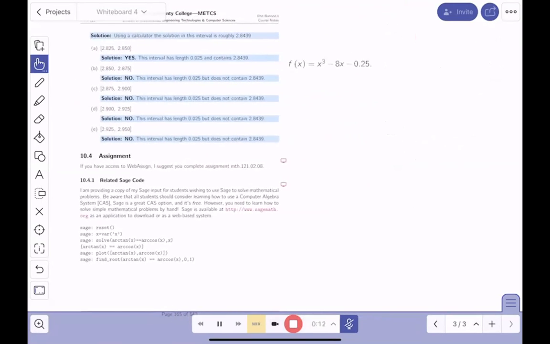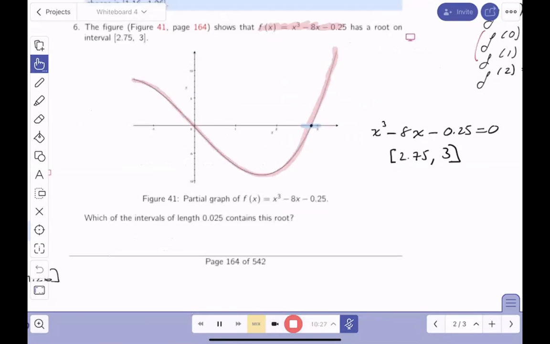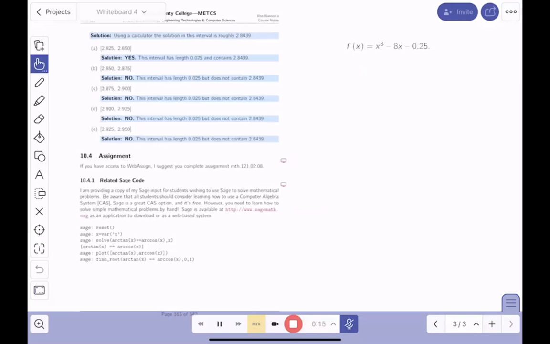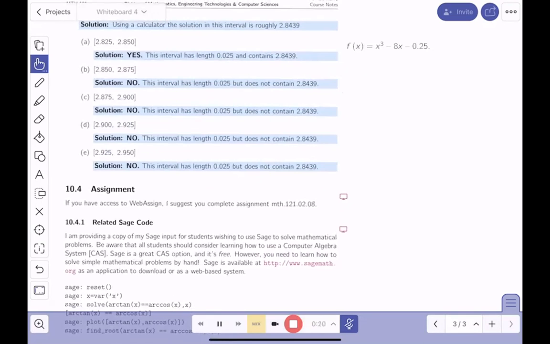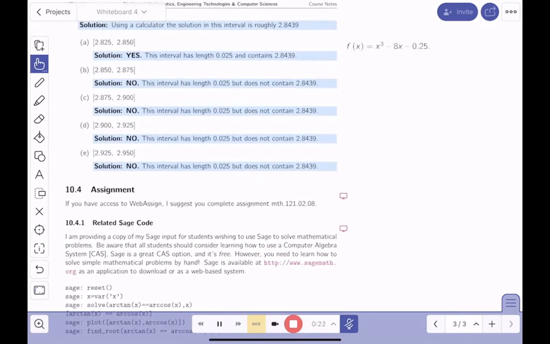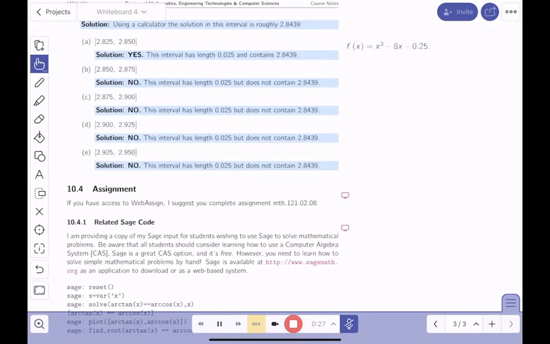All right. So I want to go back, and they want an interval of length 0.25. Okay, this has length 0.25. This looks good. This looks good. Let's say 0.25. This looks good. And this looks good. They'll all have the same length.